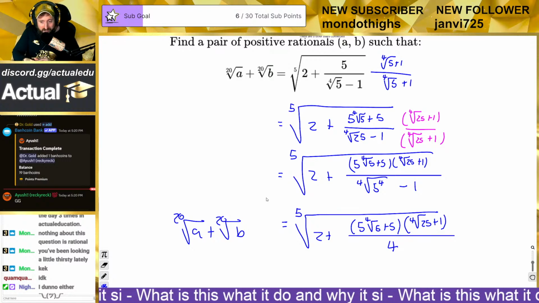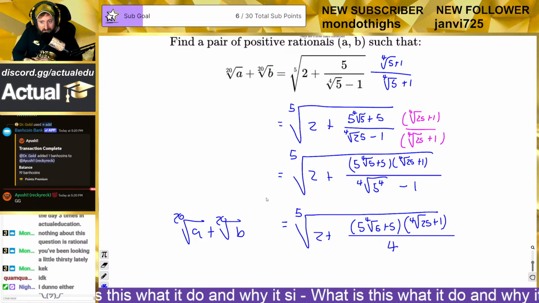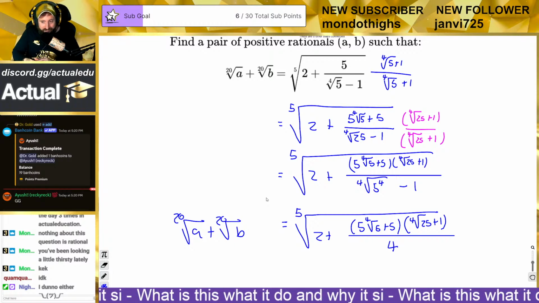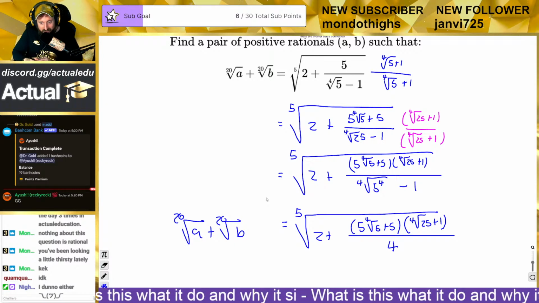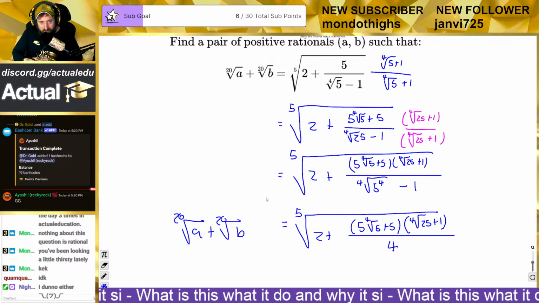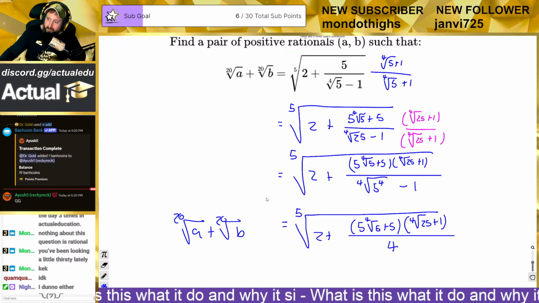Well, we rationalize this at least. I could go through and multiply these things. Not going to turn out nice. Also, it's the 5th root. Where did this question come from, Quam?